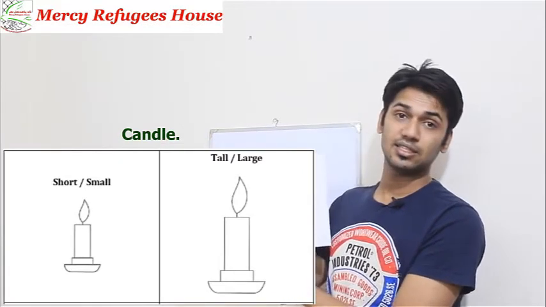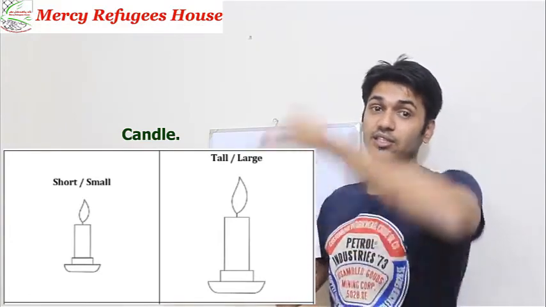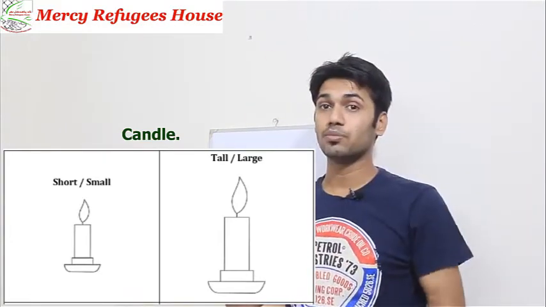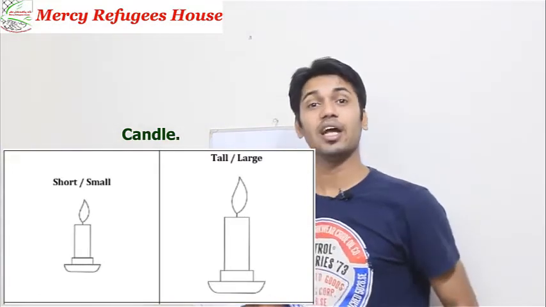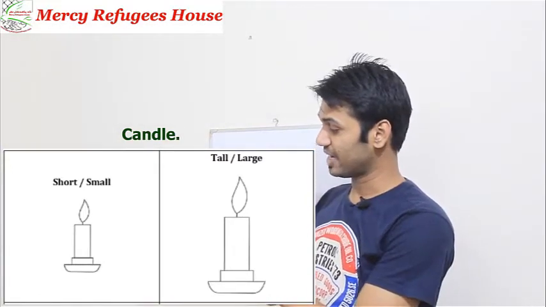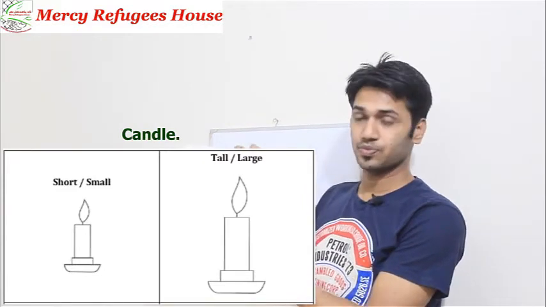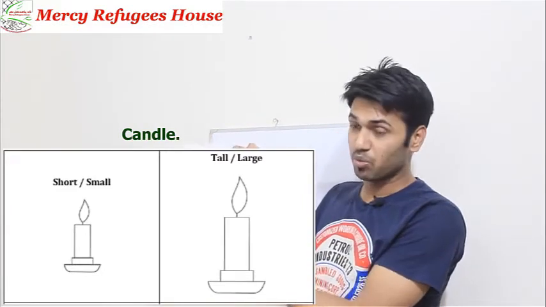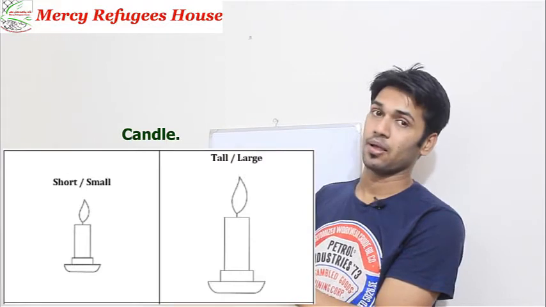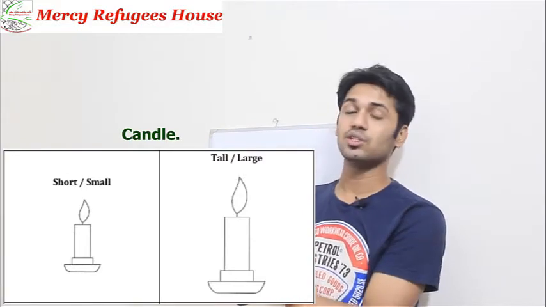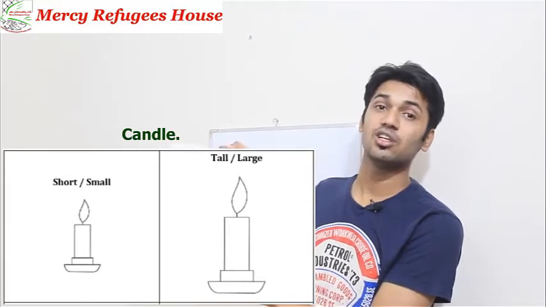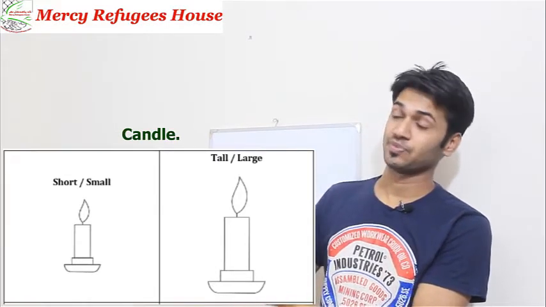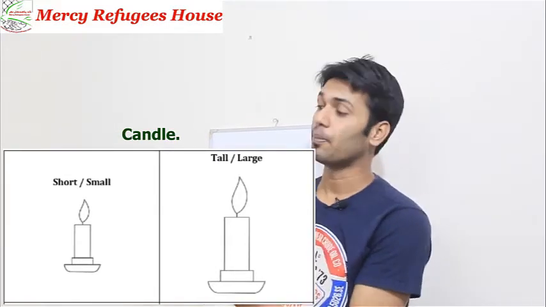And this candle is long. Long means it's long in height, or maybe in this way as well. Look at this. This one is fatty and this one is not. Also, this one is smaller than this one. So we are comparing between these two candles. This one is a short candle and this one is a long candle. This is how you compare.